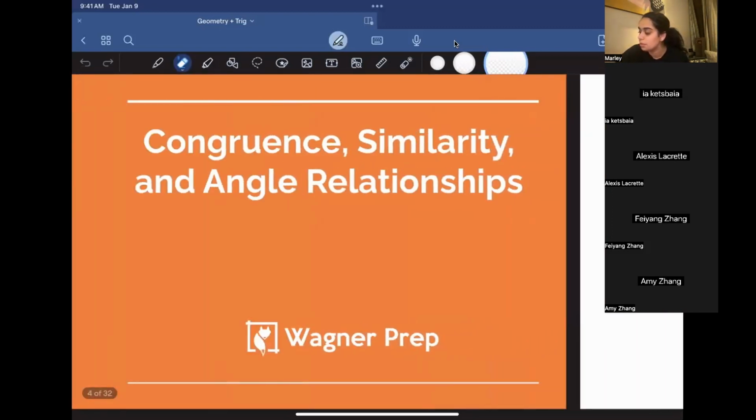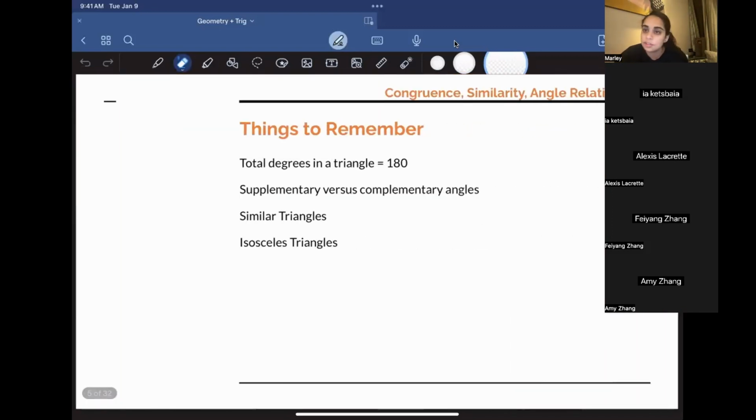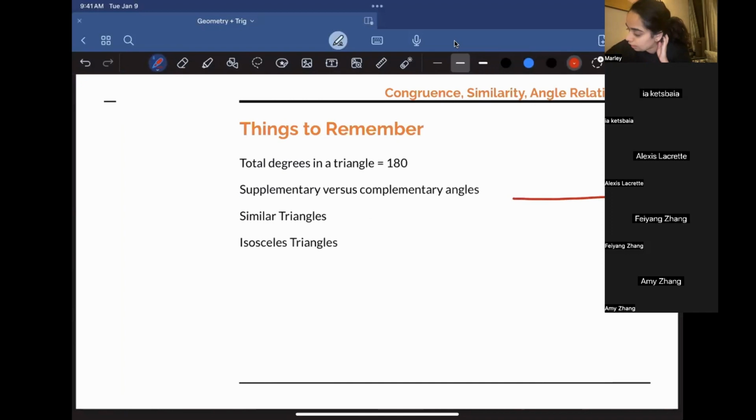Okay, so total degrees in a triangle is 180 degrees. Supplementary versus complementary angles. So that would be in a line. A line is also 180 degrees. So if this is 50 degrees, this has to be 180 degrees minus 50 degrees, which equals 130 degrees, always in a line. Always the case.